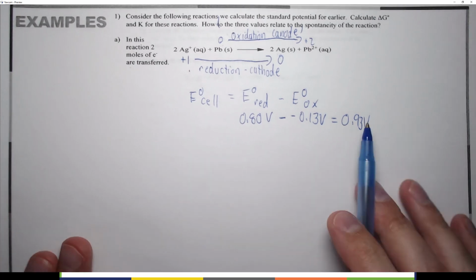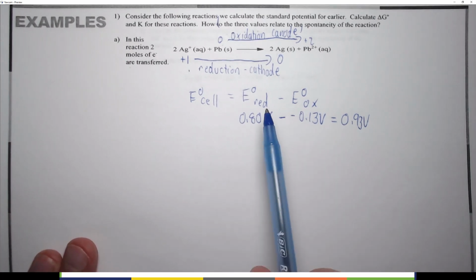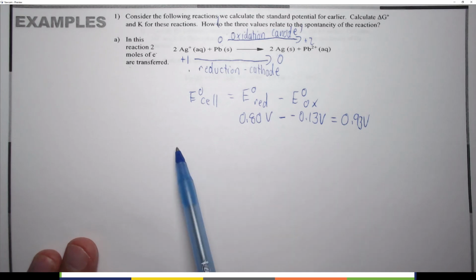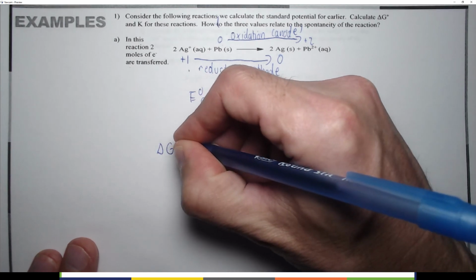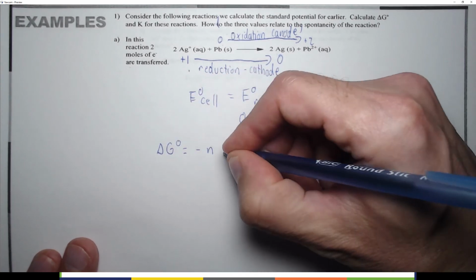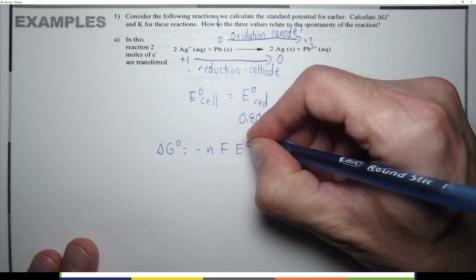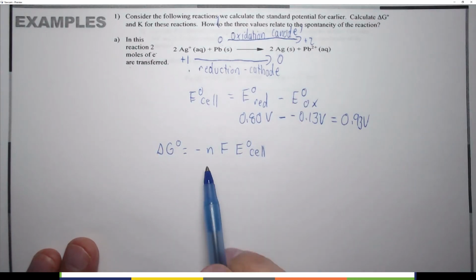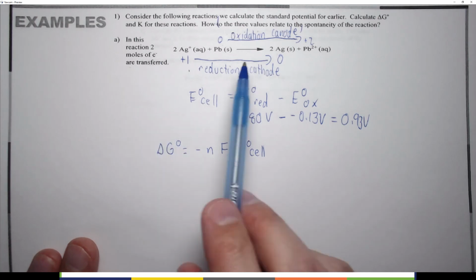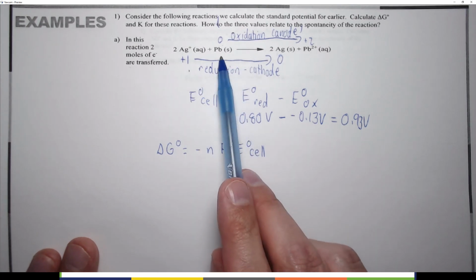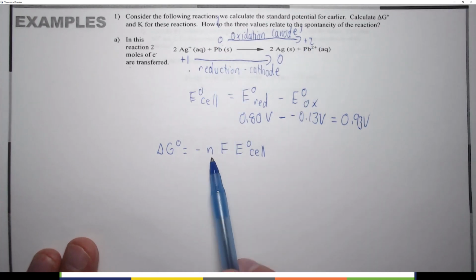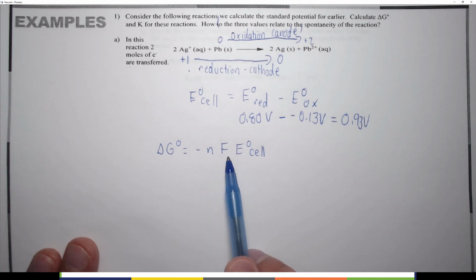So this gives us E cell. Now we have to calculate delta G and we have to calculate K. So for delta G, delta G naught equals minus N F E cell. All right, where N is the number of electrons transferred, in this case 2. 2 silvers gain 1 electron each, and lead lost 2 electrons to go from 0 to +2. So the number of electrons transferred is 2. F is Faraday's constant, 96,485 coulombs per mole.